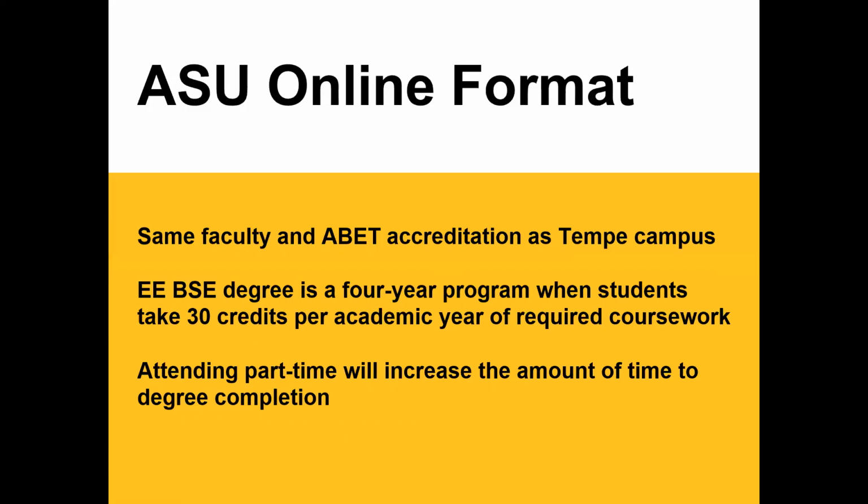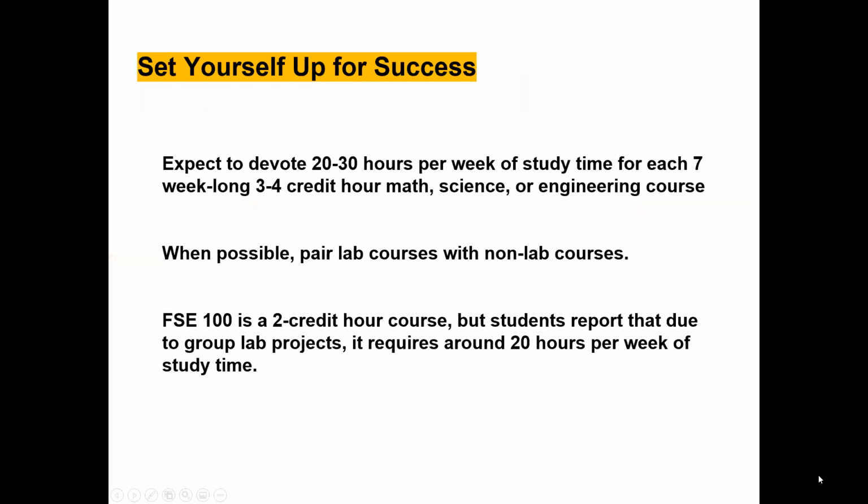Also keep in mind that this is a 4-year program when students are taking 30 credits per academic year of required coursework. Even if you have a full bachelor's degree from a previous institution, but if it's in something completely different from engineering, the same 4-year time frame likely applies. And of course, attending part-time will increase the amount of time to degree completion. The average time to degree completion is 6 years.